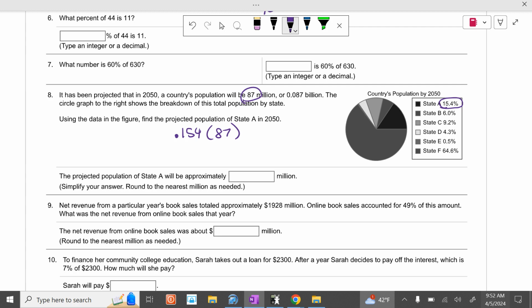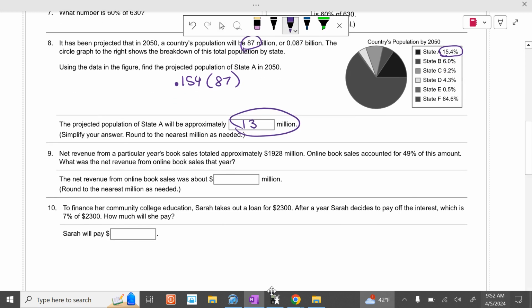Okay? And then rounded to the nearest million. So take this times this. Somebody, calculator. 13.40. So it says round to the nearest million. So it'll just be straight 13 million.